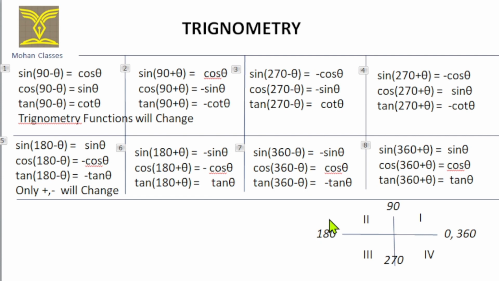Tan 90 plus theta is minus cot theta. Similarly, sine 270 minus theta. Here sine will become cos. Sine 270 minus theta will come in the third quadrant. In the third quadrant, only tan and cot are positive.